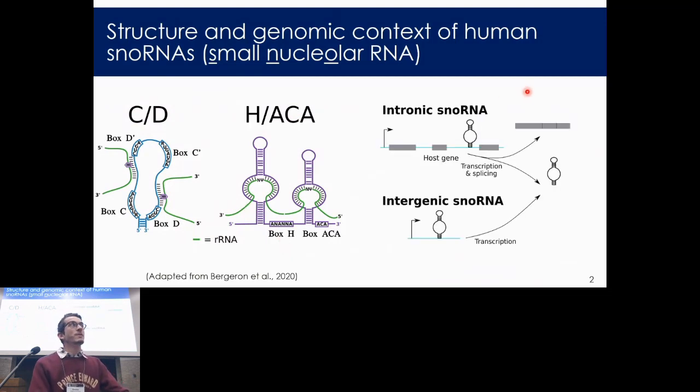And in human, most snoRNAs are encoded within the introns of host genes, and there's also a lot of snoRNAs encoded as intergenic snoRNAs. And I just want to highlight here that snoRNAs exist in multiple copies in the human genome due to duplication events, but they also exist in multiple copies across different eukaryote genomes.